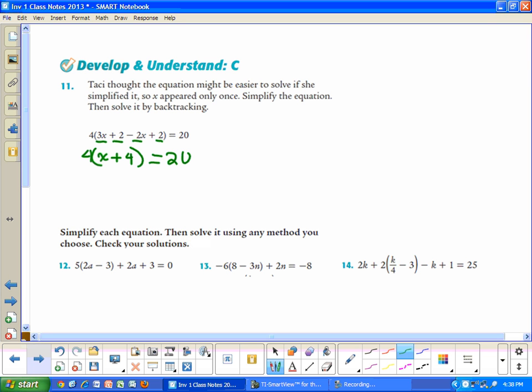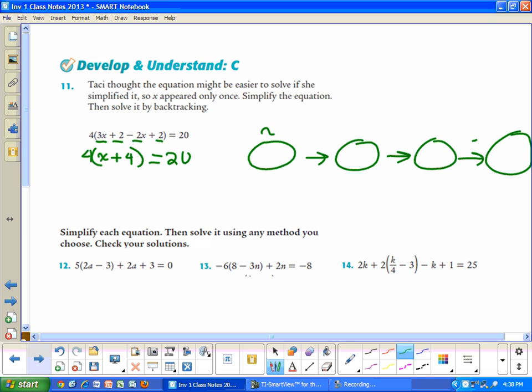Now I can work backwards if I want. And if you can do it mentally, go ahead and do that. You could also set up a flow chart. I don't know how many circles I'll need here, but maybe 4 of them. All right, so to get x, the first thing that's happening is it's added to 4. And then it's multiplied by 4. And then that equals 20. And so working backwards, we're going to have to divide by 4 and subtract 4.